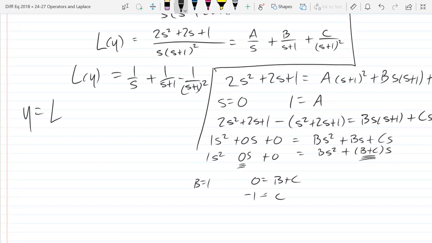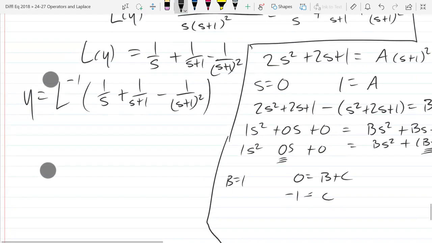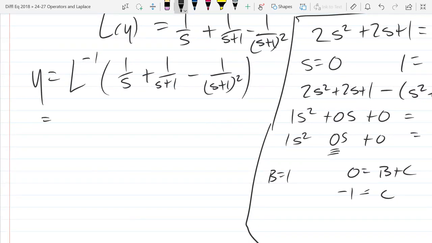So y is L inverse of 1 over s plus 1 over s plus 1 minus 1 over s plus 1 squared. Why am I allowed to distribute L inverse to all three terms? What property of L am I using here? Distributive. Well, if I was multiplying, it would be the distributive property. Remember, L is a function, not a multiplication. So what do we call this property?